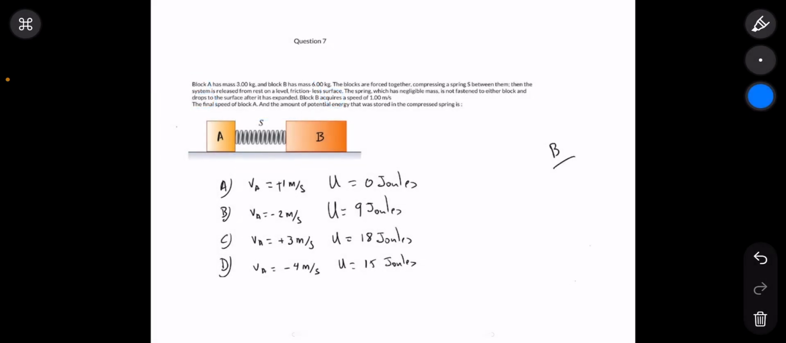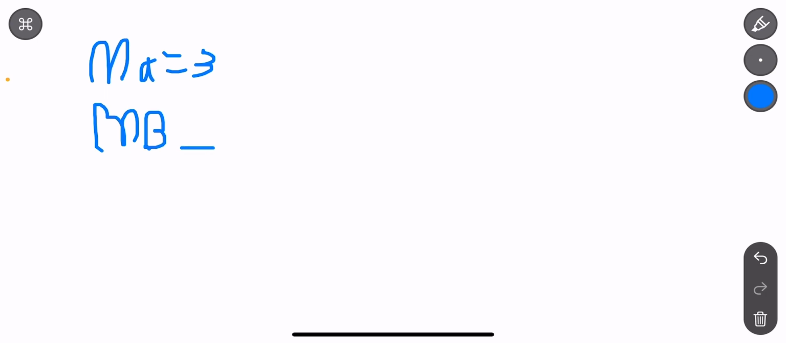Let's make it a little nicer. Let's delete this image too, so we have more space. Okay, great. So now we've read the problem. We know mass A is equal to 3, mass B is equal to 6, and we're going to have to get an equation so that we can get joules. Let's first start off with this original equation.